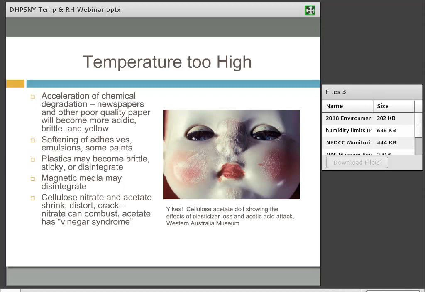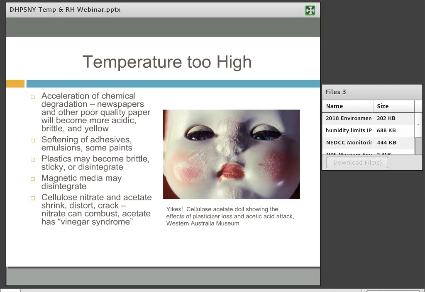Magnetic media, audiovisual materials are pretty sensitive, and those can disintegrate and become unplayable. Do you remember what used to happen if you left videotapes and CDs in your car in the sun? That's kind of an extreme example of what high temperature does. But again, audiovisual materials are pretty sensitive.